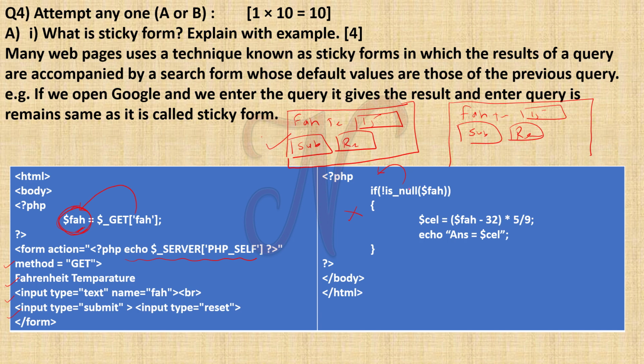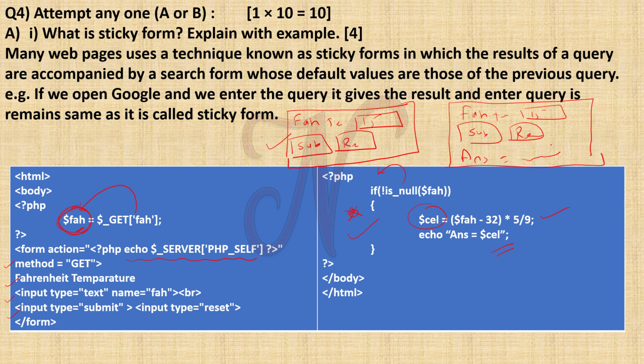Then here we check is_null: it is false, and not false is true. So now this time it goes into the if statement. This is the formula for converting Fahrenheit to Celsius temperature. So calculate the Celsius value and print it here. Here my answer is equal to this answer value. So this is the sticky form.